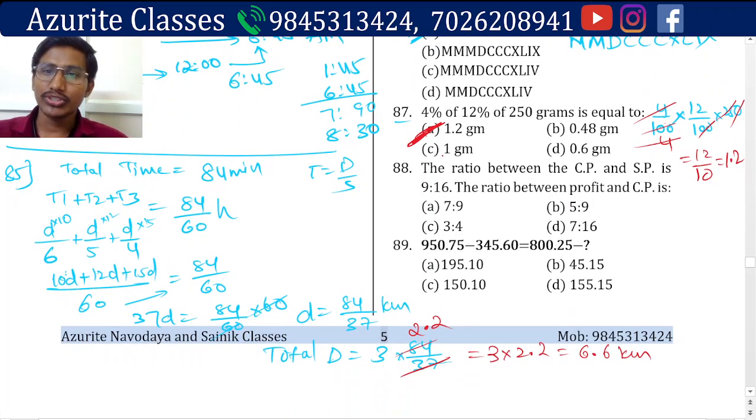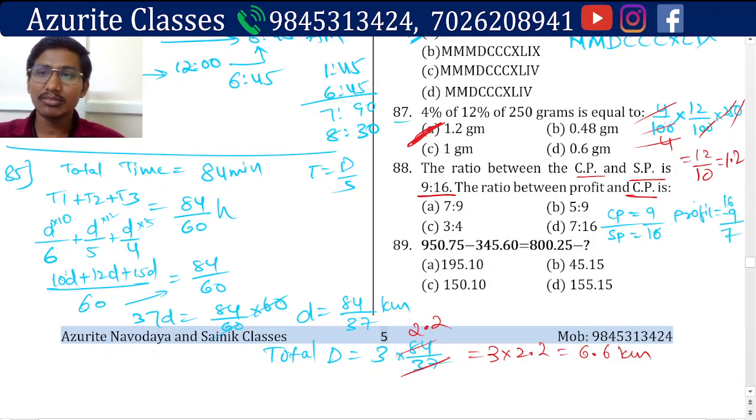Now 88 question. The ratio between cost price and selling price is 9:16. The ratio between profit and cost price is, so what will be the answer? We have to find it. So we already know the ratio of cost price and selling price. Cost price is 9 and the selling price is 16, right? So profit will be 16 minus 9, 7, right? 7 will be the profit.